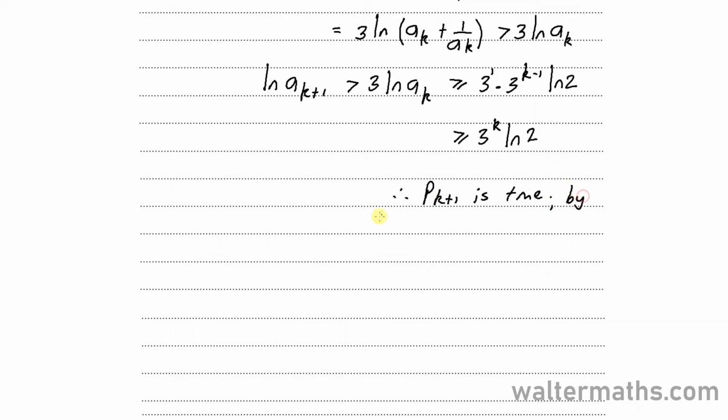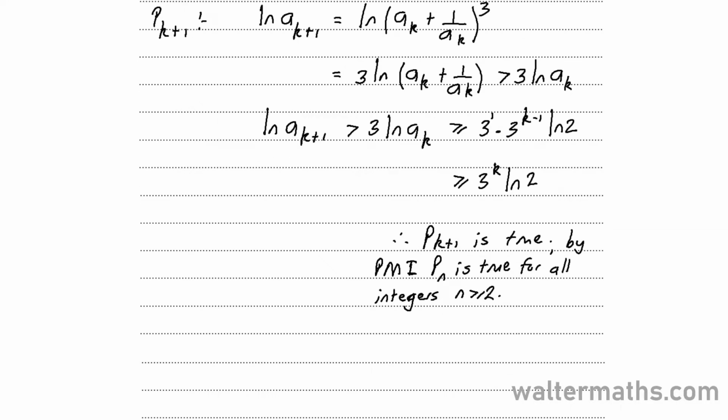That by the principle of mathematical induction, p sub n is also true for all integers n greater than or equal to 2. So that's how we do it. Let's go on to the next part.